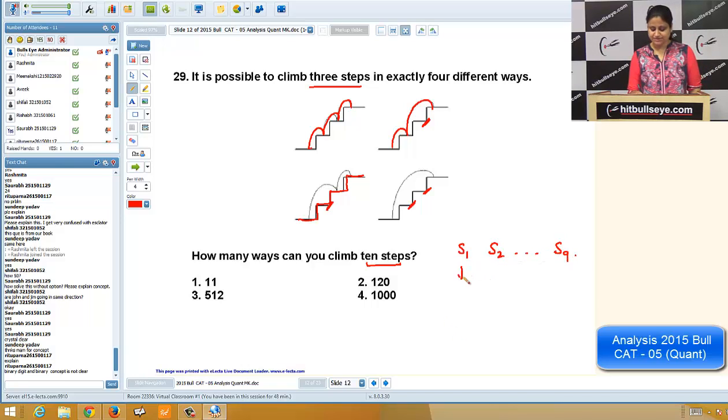Either you can use step 1 or not. It means for step 1 there are 2 choices. Again for step 2 you can take 2 choices. Again for step 9 you can take 2 choices. Either you can use that step or you cannot use that step. So what is the answer? It will be 2 raised to power 9. Simple question. No need of binary concept. Is it okay?